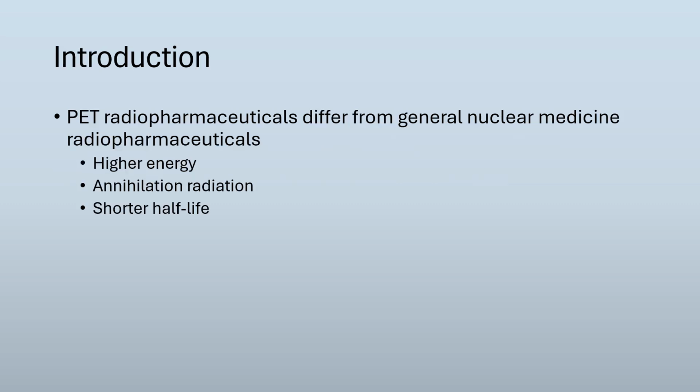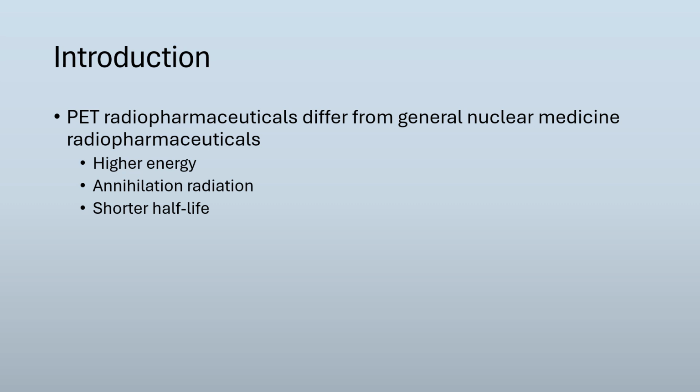PET radiopharmaceuticals differ from general nuclear medicine radiopharmaceuticals in a few different ways. First, they carry much higher energy. They are all positron decay, and so all of them have a really high energy in order to overcome the binding energy of the nucleus. That positron particle is very high energy, and then when it annihilates, we have the 511 keV photons that are also high energy.